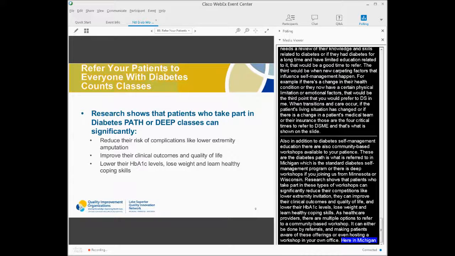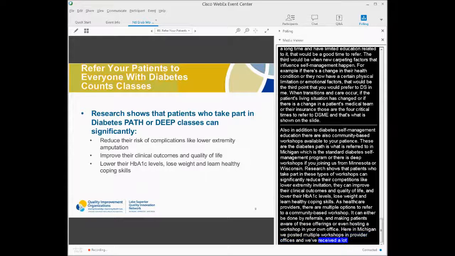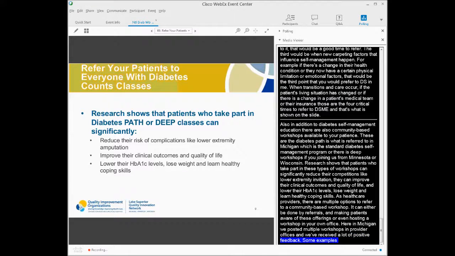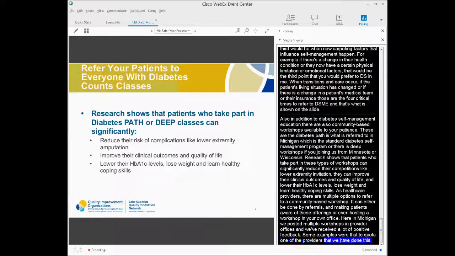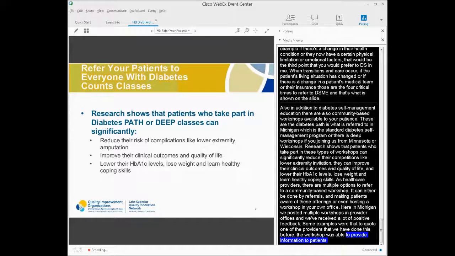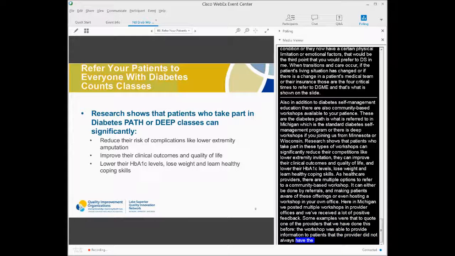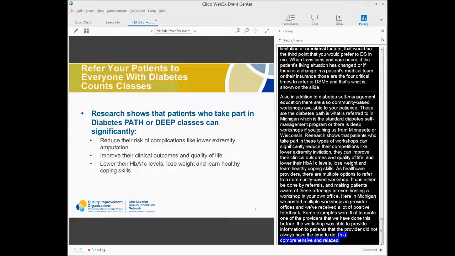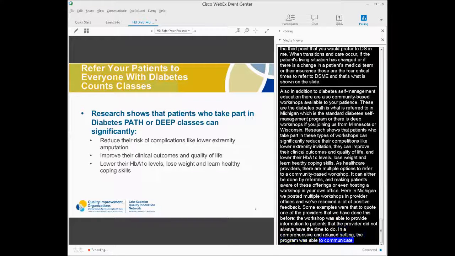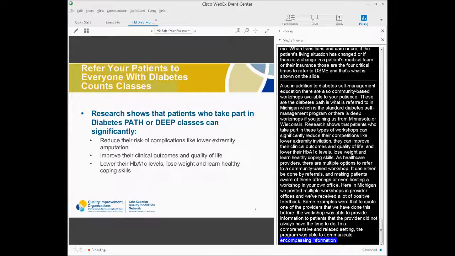Some examples were that, to quote one of the providers that we have done this for, the workshop was able to provide information to patients that the provider did not always have the time to do. So in a comprehensive and relaxed setting, the program was able to communicate encompassing information that persons with diabetes need, such as diet, self-monitoring, and exercise. The patients loved it, and the staff enjoyed seeing their patients so engaged.